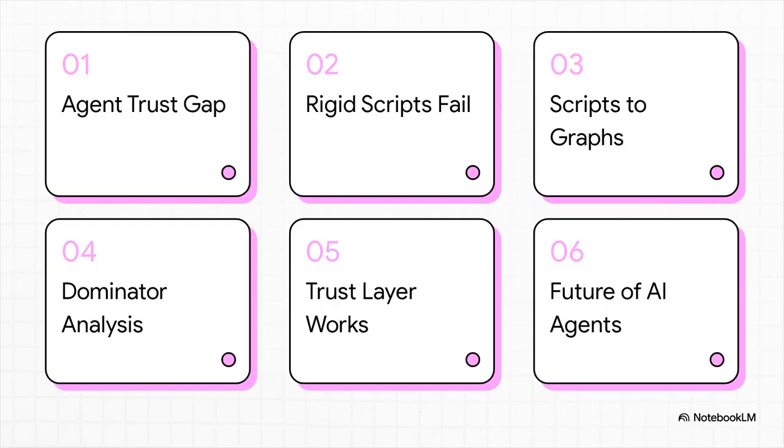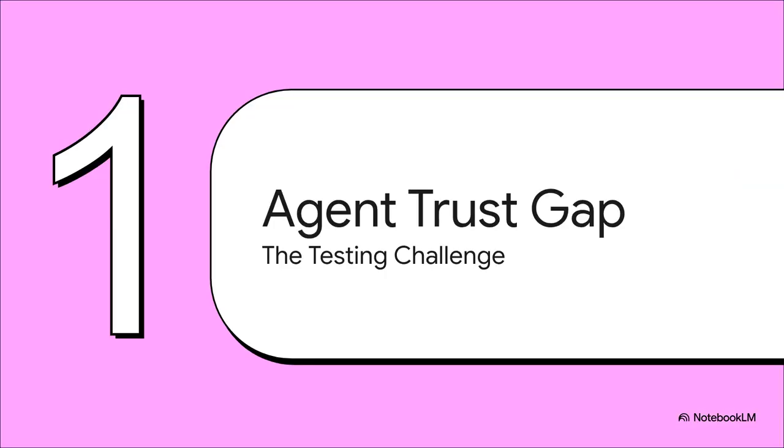Here's our roadmap for today. We'll be hitting the agent trust gap, why rigid scripts fail, moving from scripts to graphs, how Dominator analysis works, proving the trust layer works, and finally, the future of AI agents. Section 1. The Agent Testing Trust Gap.